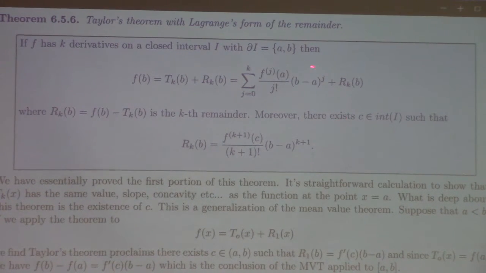Anyway, annoying notation aside, the remainder term, the error basically, is encapsulated by the k plus 1th derivative evaluated at c, over k plus 1 factorial, times b minus a to the k plus 1. What this is saying is that this polynomial is basically as good as the next term you're not using, evaluated at some point in the interval of consideration.